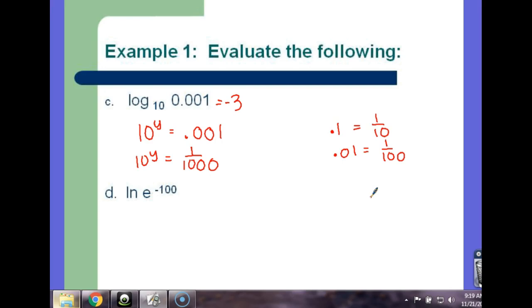What do we know about the natural log of e? They kind of just cancel each other, right? The natural log of e to a power is really just that power, so in this case, negative 100. The natural log of e is kind of like saying 1/2 times 2/3. So the 2's cancel each other out, and you're left with 1/3.